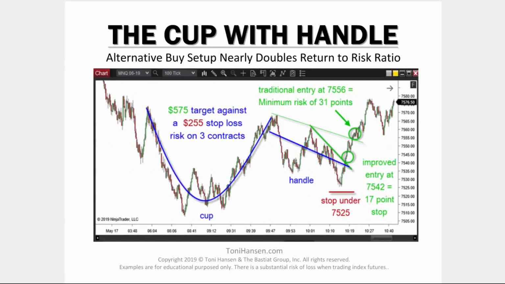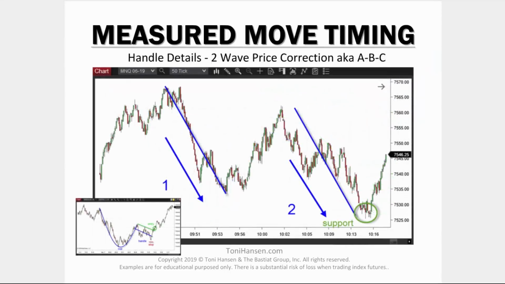We're going to look at this even further. So now you've got a $575 target versus a $255 stop. And again, this is just based on that one-to-one reward to risk. As you guys saw, this actually went further. So your potential was really much greater than that, but if you take traditional exits, you're only looking for one-to-one. We're going to look for more.